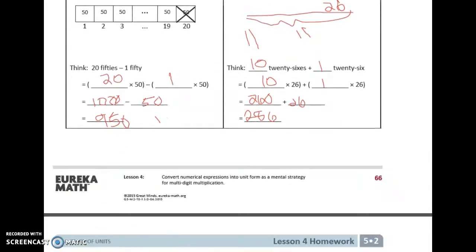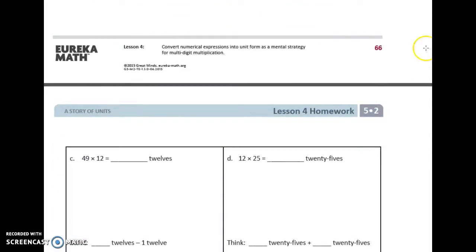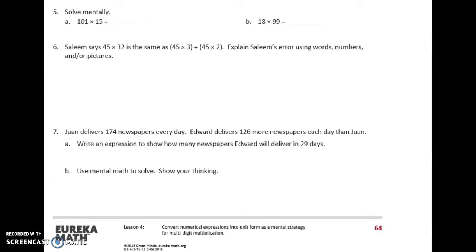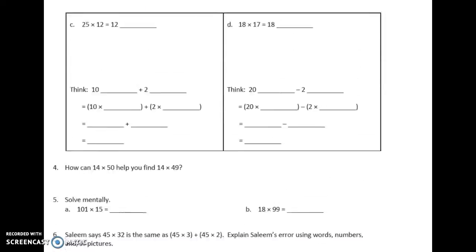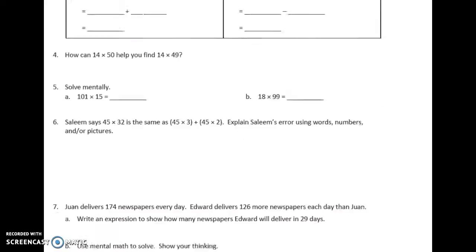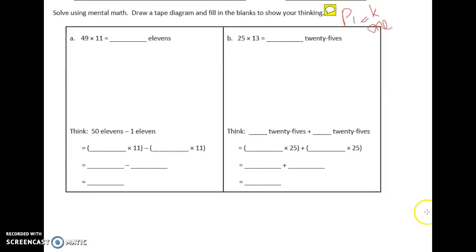So anyway, we're just about out of time. So I'm going to go ahead and head on up to the homework so you can see it. Let's find it so we can be done. Here we go. Skip over problem set. Here's the homework. I'd like you to pick one of these two. One here it says solve using mental math. Then it says draw a tape diagram and fill in the blanks to show your thinking.